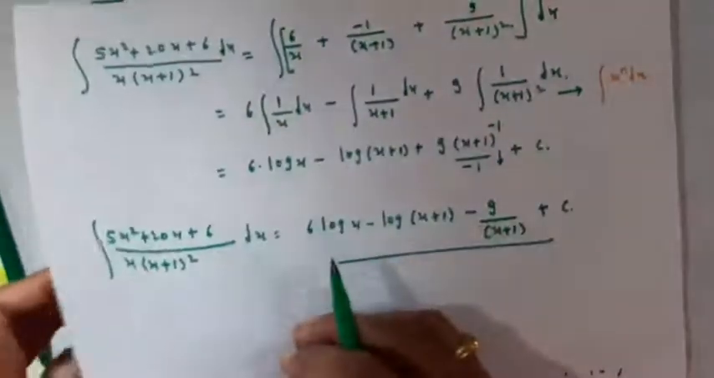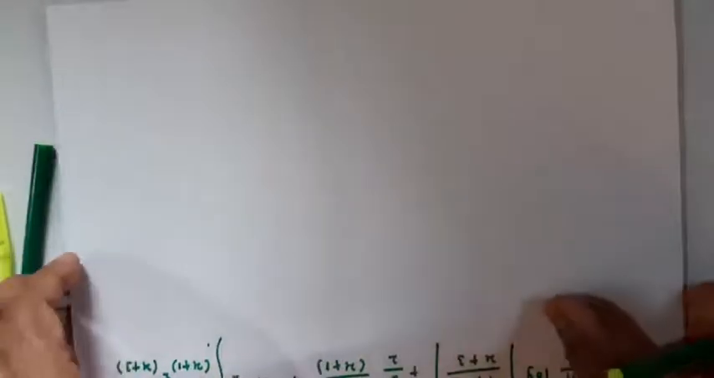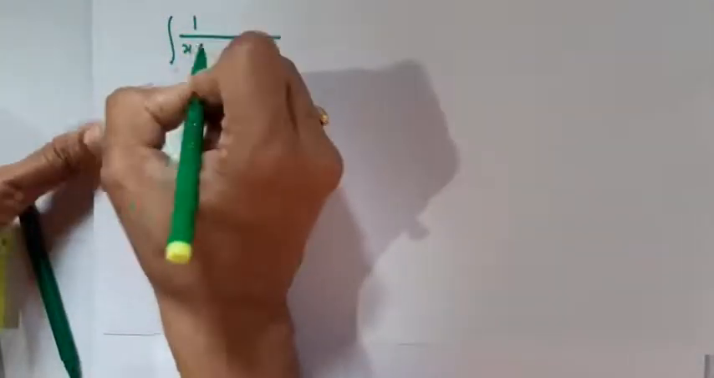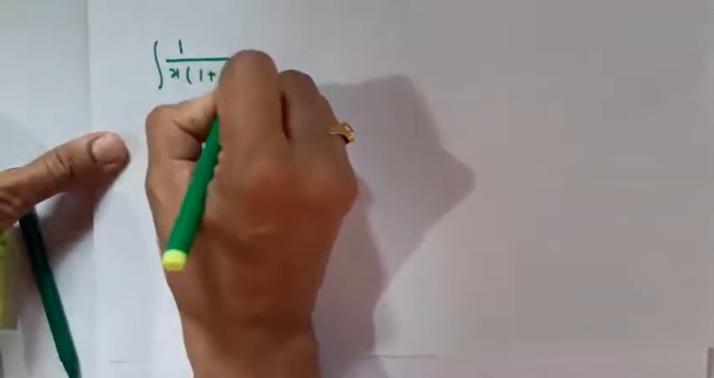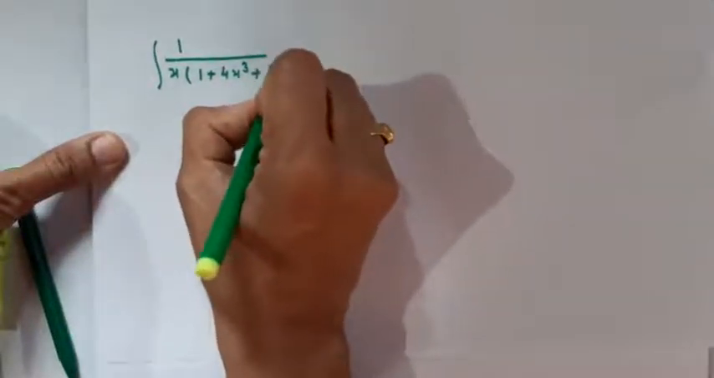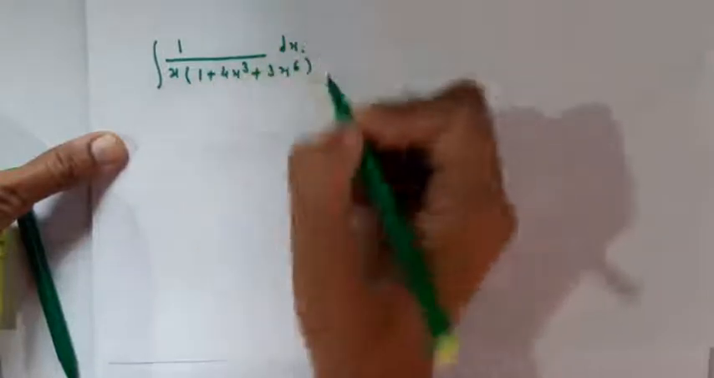Okay, now let us consider another example. The other example is: evaluate the integration of 1 upon x into (1 + 4x³ + 3x⁶) with respect to x.